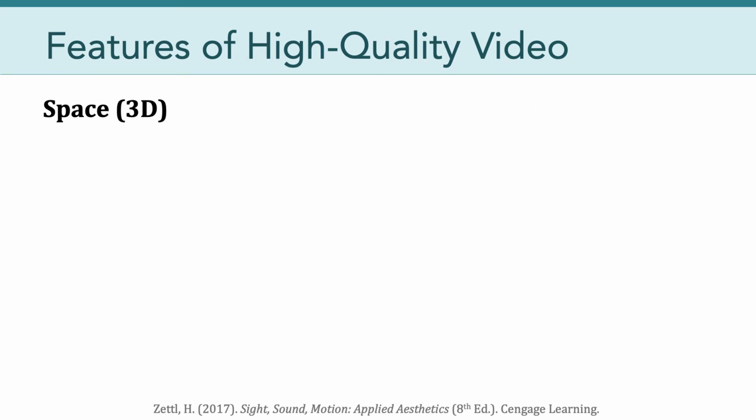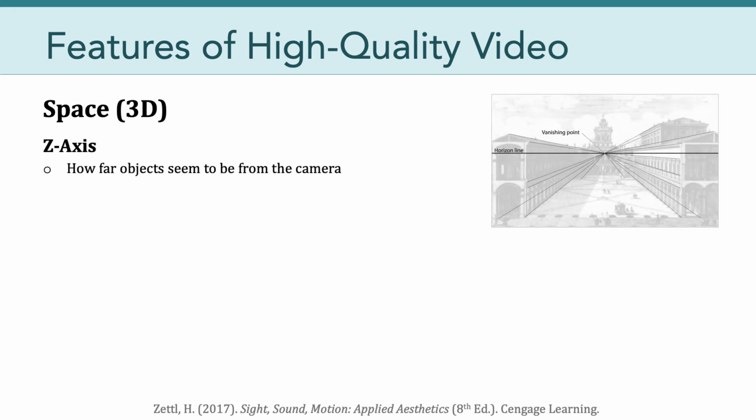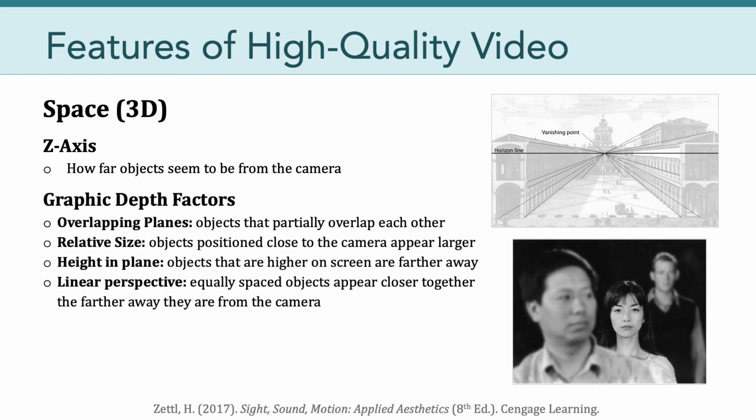We also know that high quality video is not just focused on the 2 dimensions of space, but a 3rd dimension, also known as the z-axis. And the z-axis tells us how far objects seem to be from the camera. Of course, we can think about our high school art classes where we learned about perspective and the horizon line and vanishing points. But importantly, some things that we don't even think about when we're watching videos is how far away those objects are.